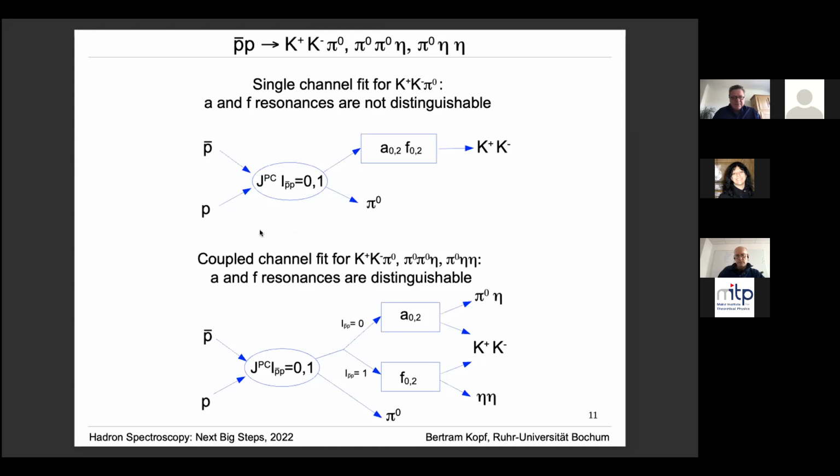But by performing a coupled channel fit and by adding, for example, the channels π η and π η', so both channels have a well-defined isospin component, then it is, of course, possible to disentangle the a and f resonances also in the KK mode, because in this case you can share the relevant initial amplitudes, and therefore you have directly access to the individual isospin components.